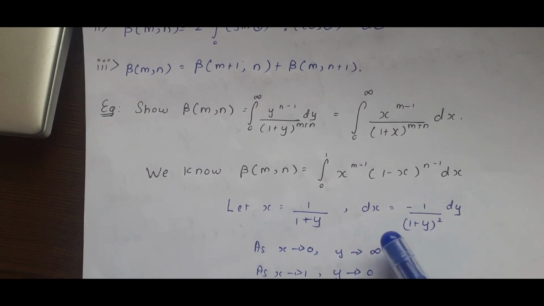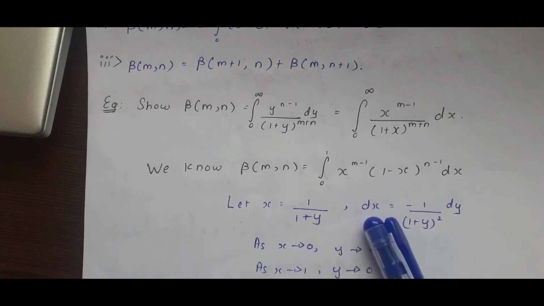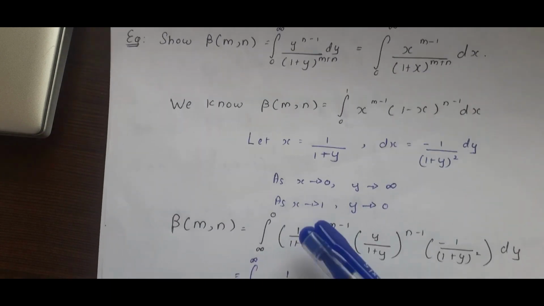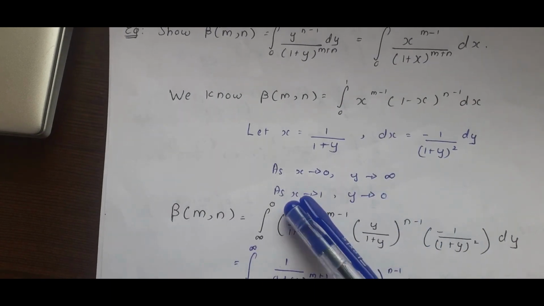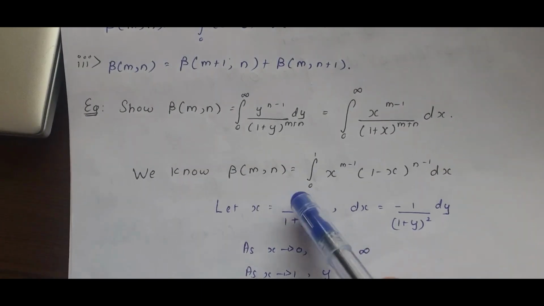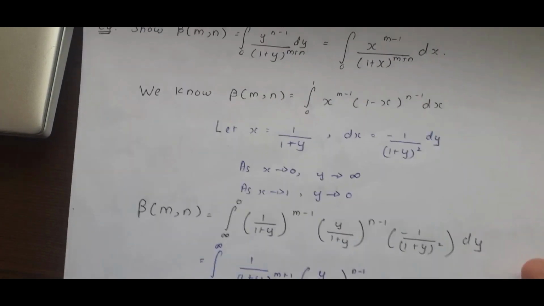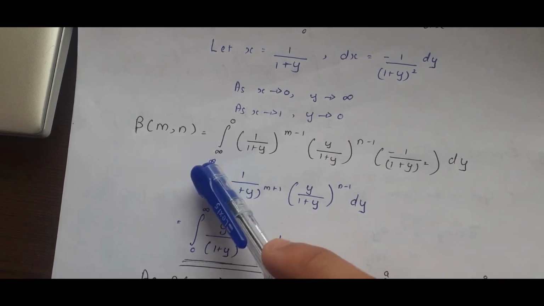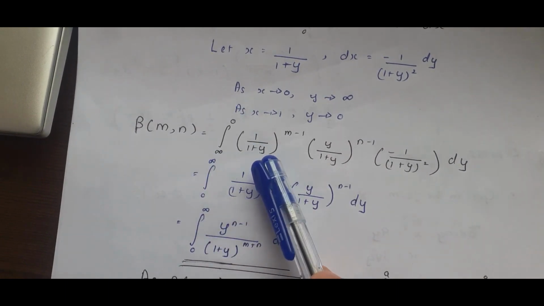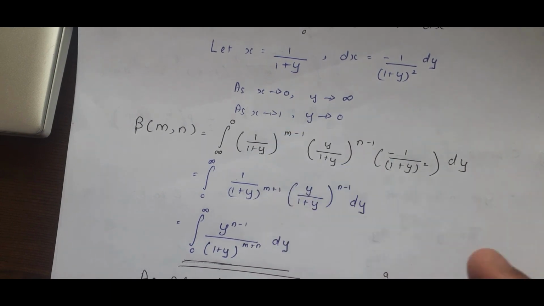Let x equals 1 by 1 plus y. Then on taking a derivative, we get dx equals minus 1 by 1 plus y square dy. As x approaches 0, y approaches infinity. As x approaches 1, y approaches 0. So now we substitute in the beta function equation. We get integration from infinity to 0, 1 by 1 plus y power m minus 1, y by 1 plus y power n minus 1 into minus 1 by 1 plus y the whole square dy.